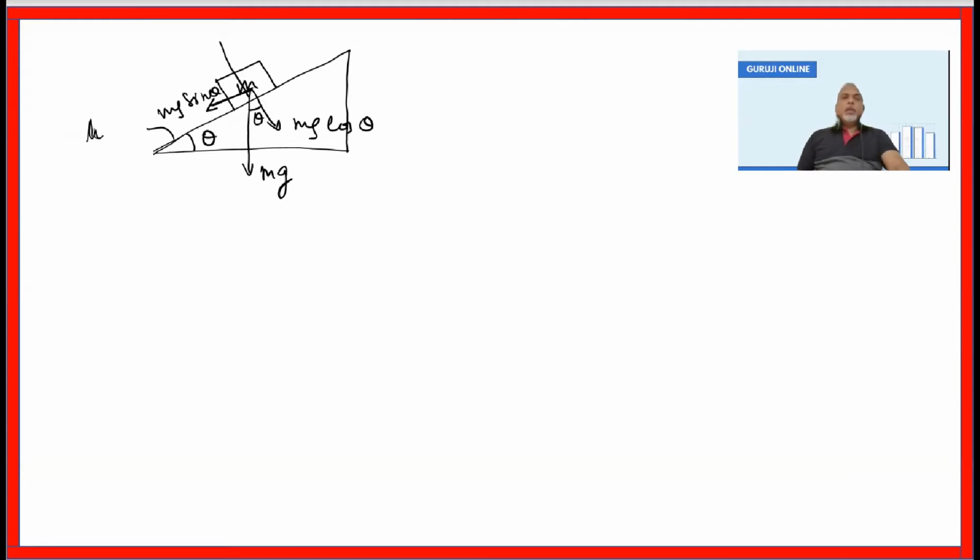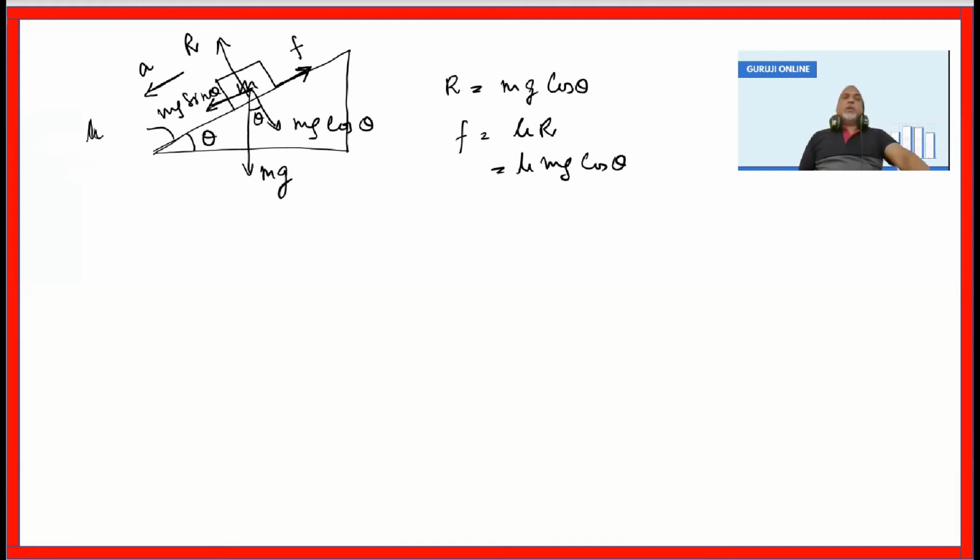Of course, there will be reaction. And now, when it is moving downwards with acceleration A, naturally there will be a frictional force which will be acting on this, which will be opposing the motion of the block. Here, again, R will be mg cos theta, and F is nothing but mu R or mu mg cos theta.